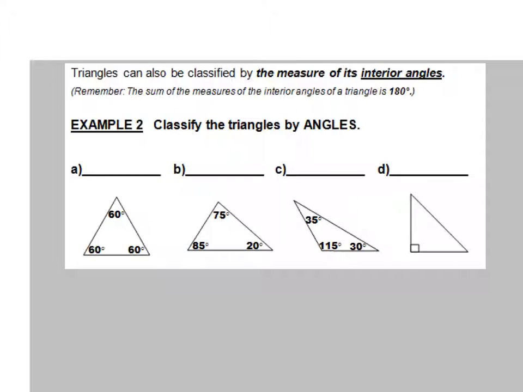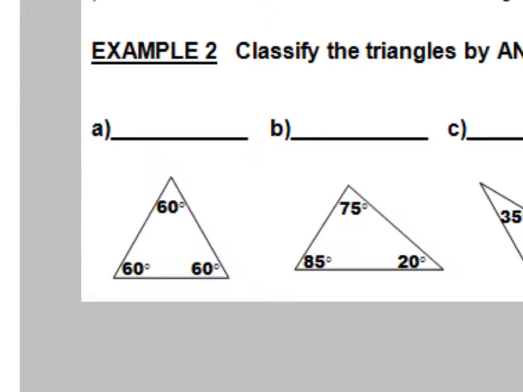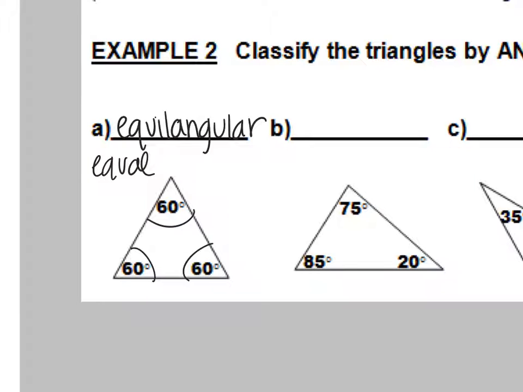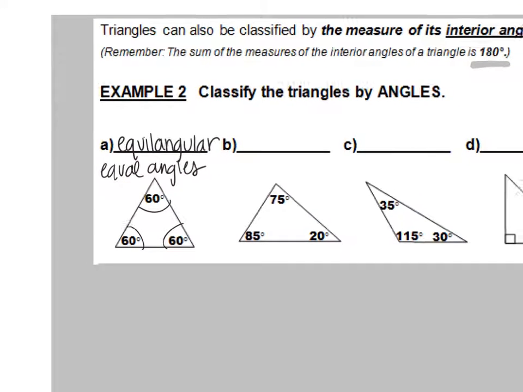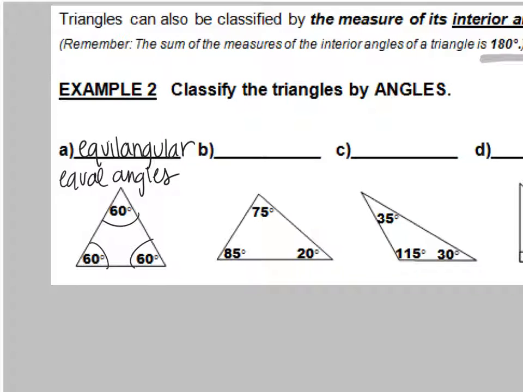You can also classify triangles by the measures of their interior angles. So remember, all of them add up to 180. So if all of your angles are exactly the same, it's an equiangular. Yeah, I think I spelled that right. Equiangular. So we have equal angles. All of my angles are the same, then it's equiangular.